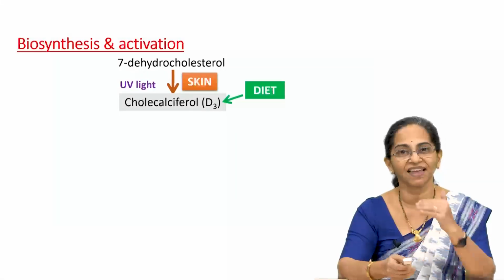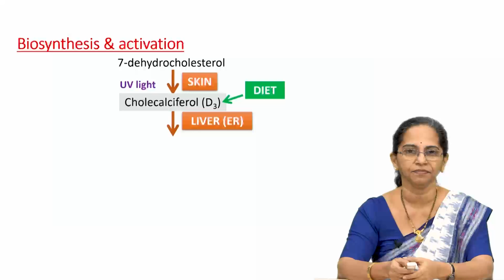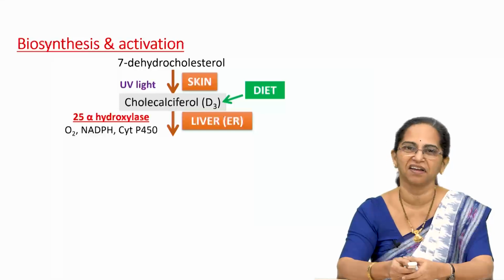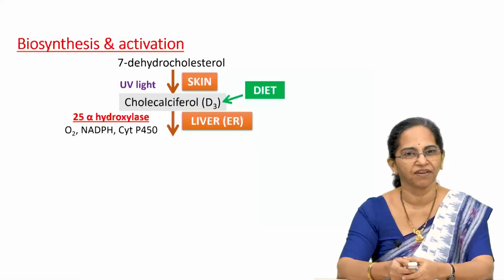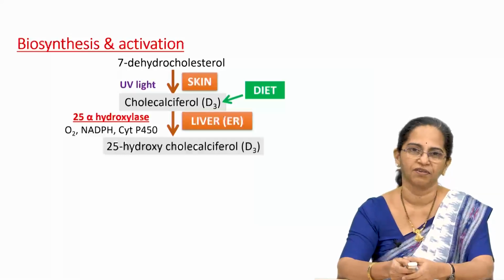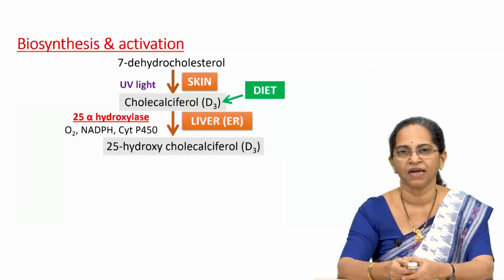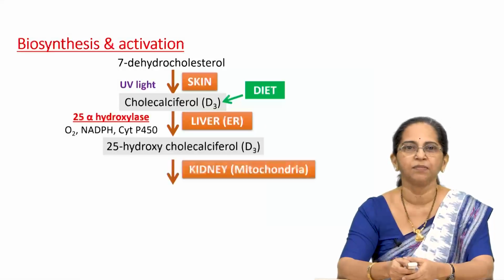So, comes the second step of activation, which happens in the liver. In the liver there is an enzyme called 25-alpha hydroxylase. 25-alpha hydroxylase now tries to activate vitamin D3 or cholecalciferol to 25-hydroxycholecalciferol. After this, it moves to the kidneys.